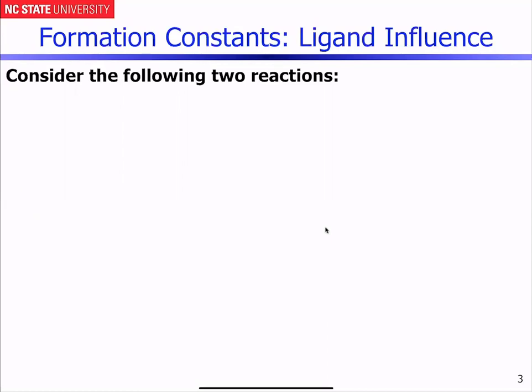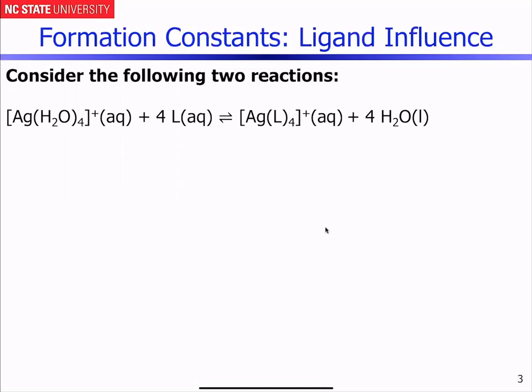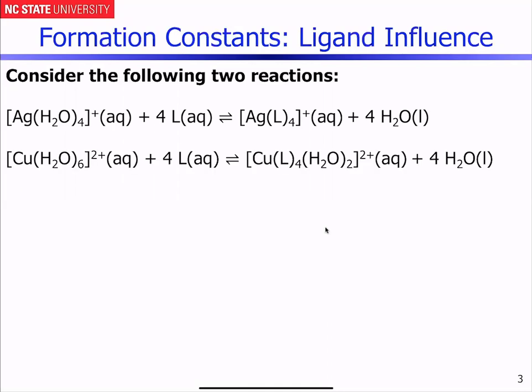So let's think about two reactions. The first one is a tetra-aqua complex of silver 1. And then just assume it's going to react with 4 ligands. I'll mention what they are in a moment. To effectively make the new ligand complex, but then of course expelling 4 waters in the process. And then let's consider the same type of reaction, except now we're going to use copper 2 plus.